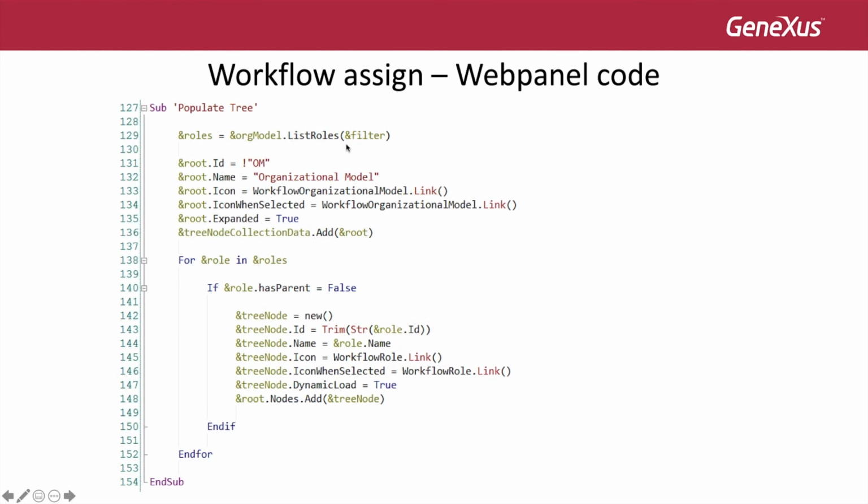Here, we'll list all the roles. Using the organizational model variable method list roles, this receives a parameter filter, in this case it's empty, and it will receive here all the roles of the organizational model. We'll load the root of the tree, and then for each role in the role list, it will load all the roles into the tree.